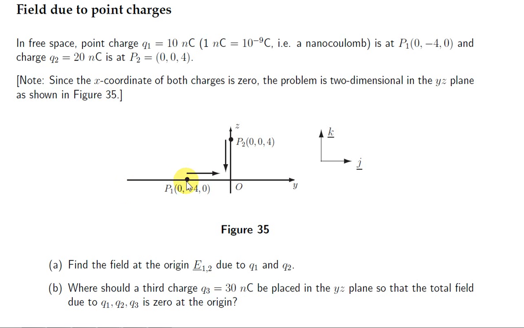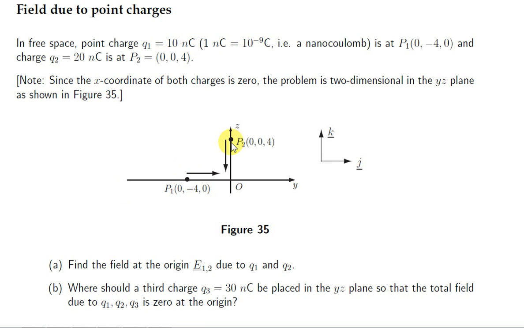We have two charges in free space. Charge Q1 is at the point P1. Now the x and z values are 0, so P1 is a point on the y-axis. The charge at point P1 is plus 10 nanocoulombs. 1 nanocoulomb is 1 billionth of a coulomb. So in coulombs, charge Q1 is plus 10 by 10 to the minus 9 coulombs.